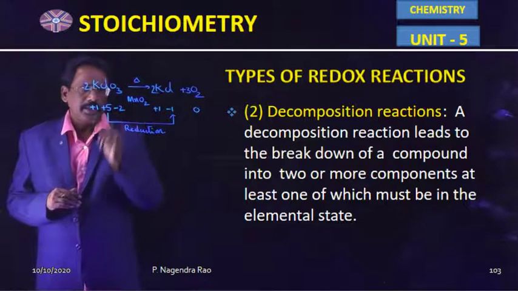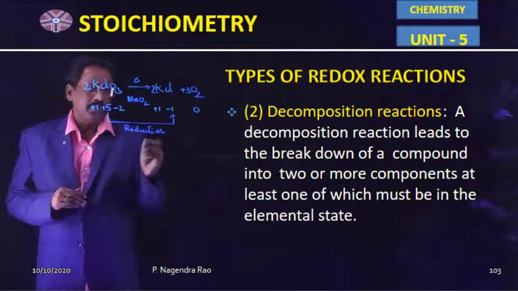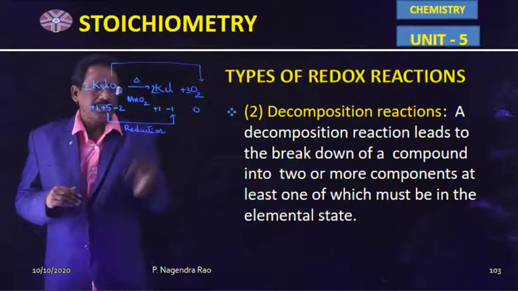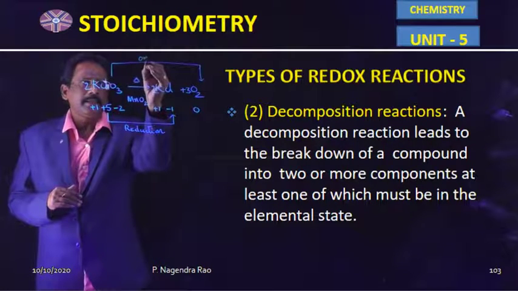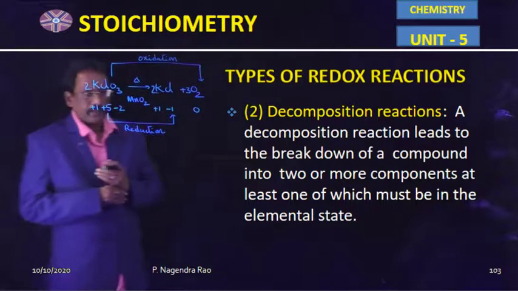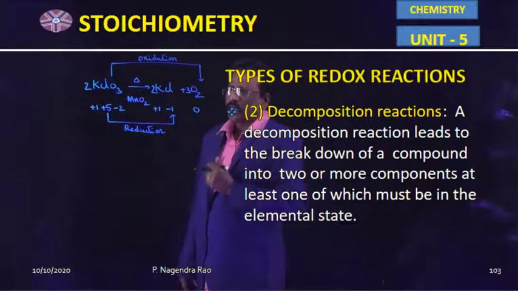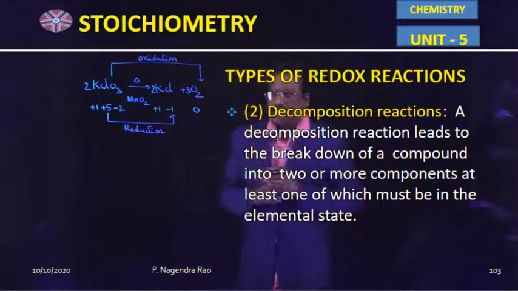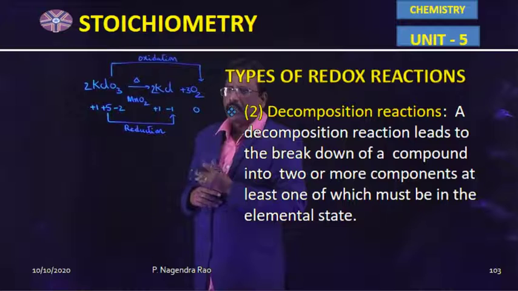Similarly, in KClO3, oxygen oxidation state is -2. When compared with O2, its oxidation state increases from -2 to 0. So increase in oxidation number is known as an oxidation process. So in this example, both oxidation and reduction take place, but this is one of the examples of decomposition reaction. So it is just opposite to the chemical combination reaction.